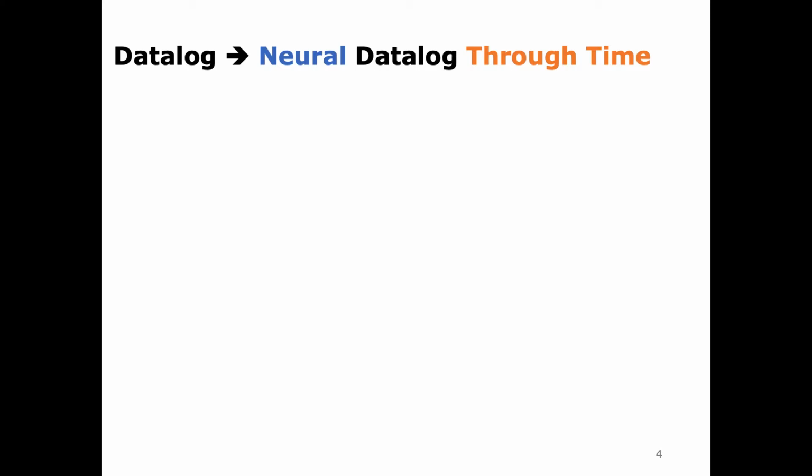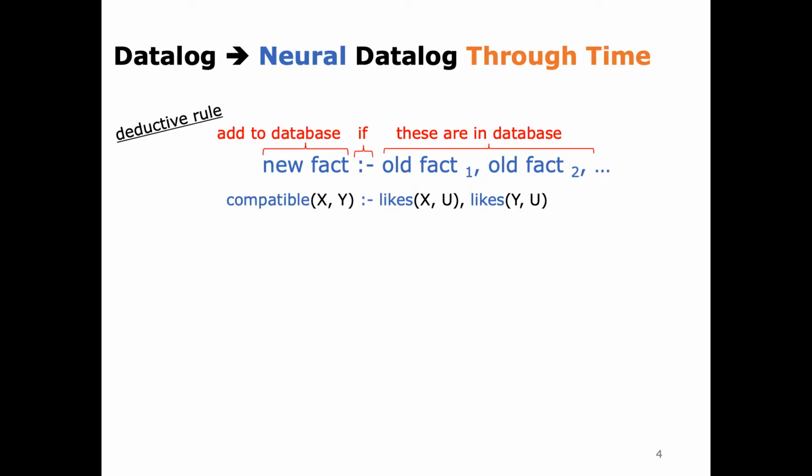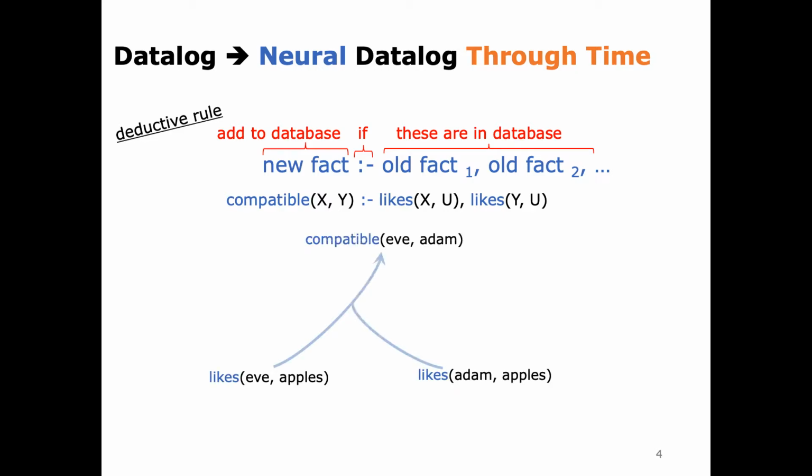Now let's see how we use rules to specify a neural architecture. Here is the format of a deductive rule. It is a normal Datalog rule, and it means the new fact is added to the database if these old facts are in the database. Here is an example. When x likes some u and y likes the same u, we deduce that x and y are compatible. We will draw this deduction as a hyperedge.